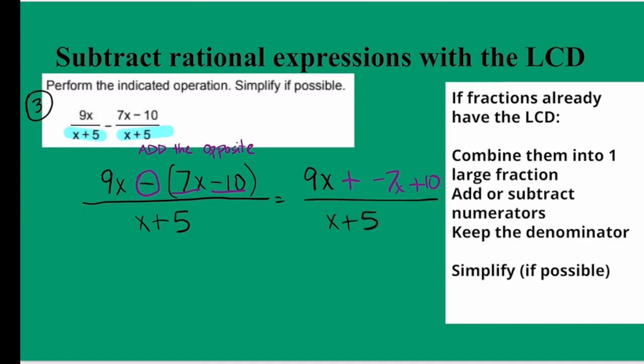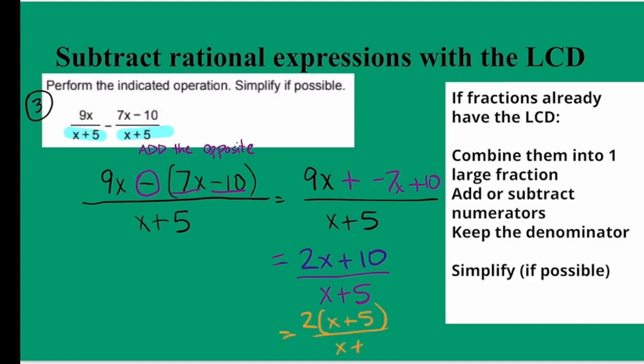And now we can actually combine like terms in the numerator. 9x plus negative 7x, that's going to give us 2x plus 10 in our numerator and x plus 5 in our denominator. But wait, there's more. This numerator, I can see, we can factor 2x plus 10. We could take out a common factor, which is 2. So if we take a 2 out of the numerator, we're left with x plus 5.